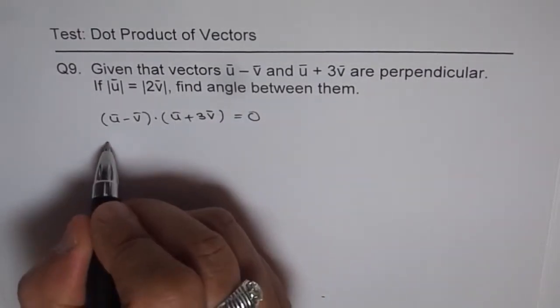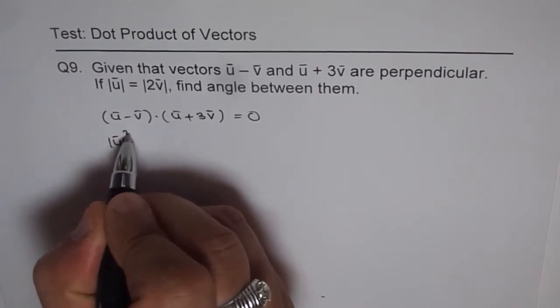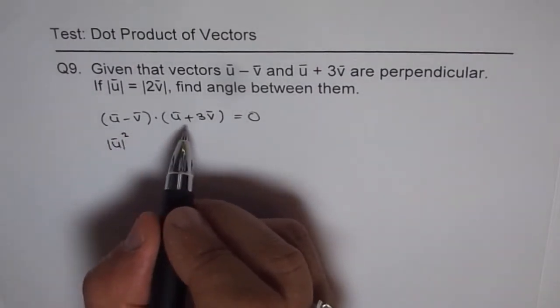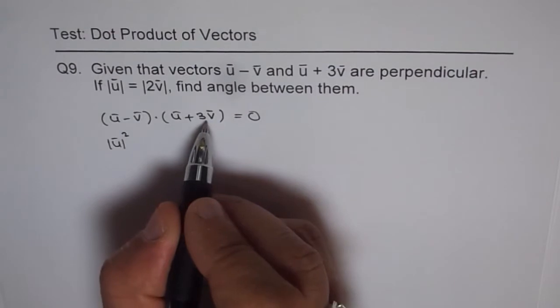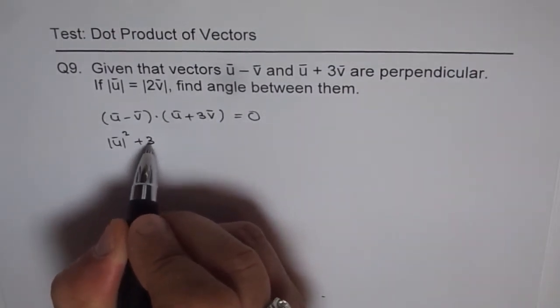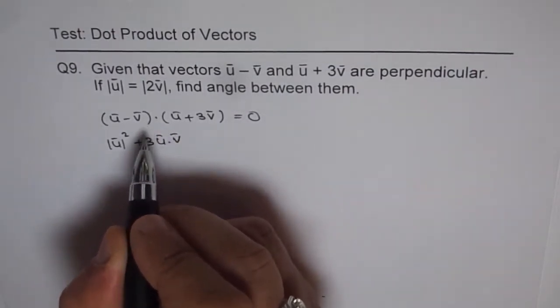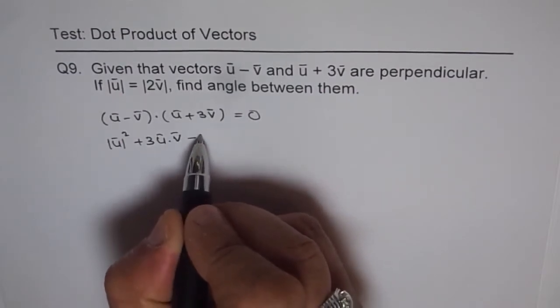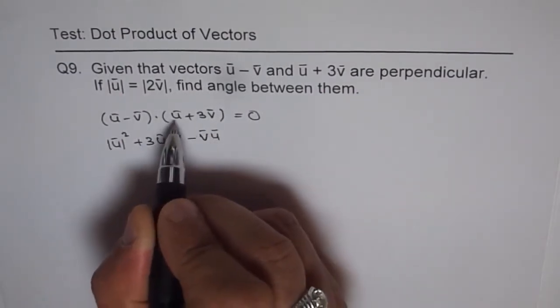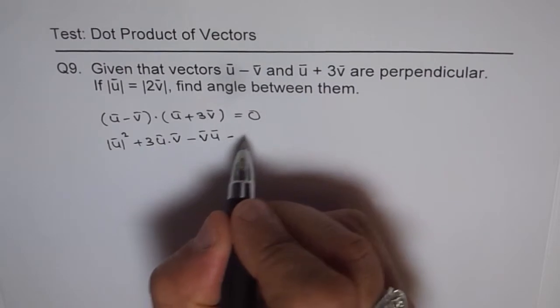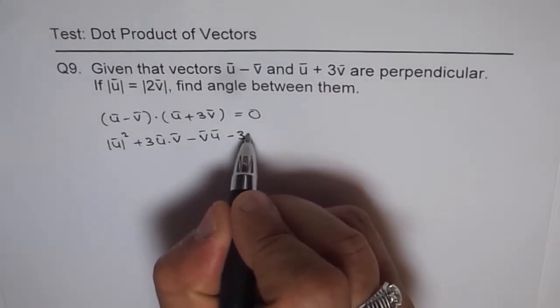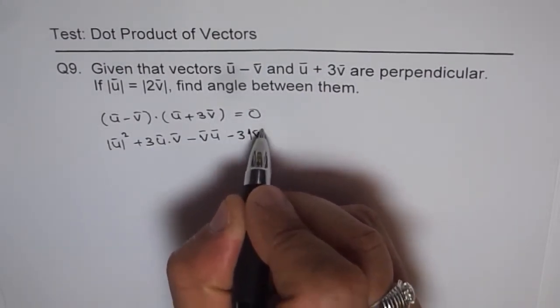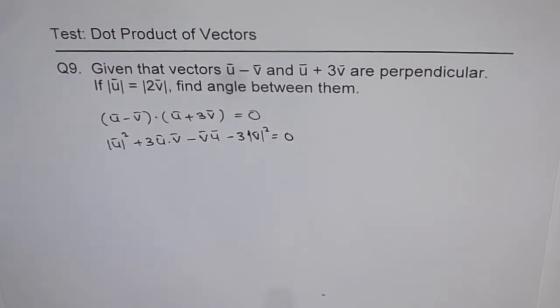So u dot u is u square. That's the magnitude square property. And when you dot with this v, we get plus 3 times u dot v. And then with v, minus v dot u, which is the same as u dot v, the commutative property. And then we have minus 3 v squared, so that's the magnitude of v squared, right? So that is what you get here.